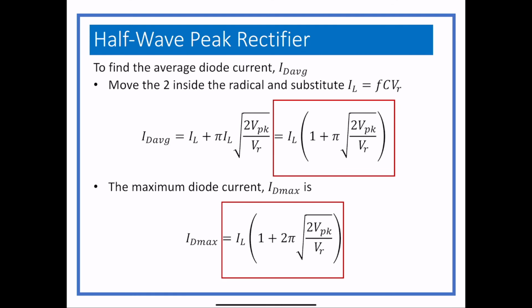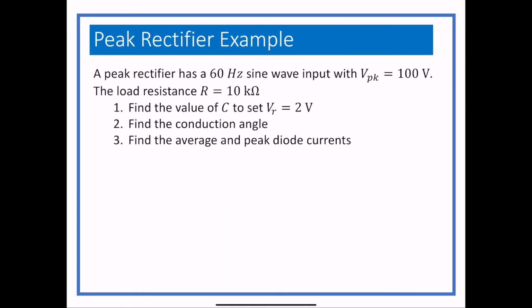So let's look at an example to run those numbers through. If we have a 60 hertz sine wave and the input is V peak equals 100 volts and the load resistance is R equals 10 kiloohms, we want to find the value of capacitance we need to set the ripple voltage to 2 volts, and then we want to find the conduction angle and the average and peak diode currents. So first of all, the capacitance is just equal to V peak over VR f R, and we can calculate that out. We get 83.3 microfarads.